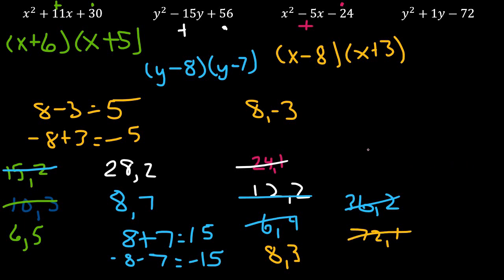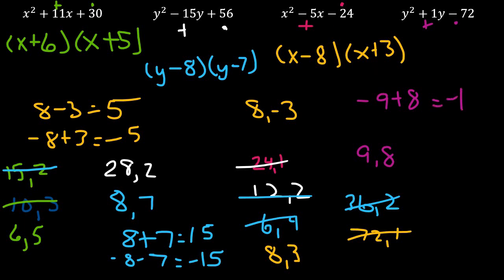Another set of numbers would be 9 and 8, so let's try 9 and 8. 9 times 8 is 72. We want the product to be negative, so one of them has to be negative. Let's try a negative 9 first. Negative 9 plus 8 would be a negative 1.